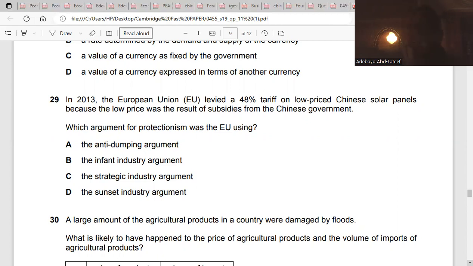Just imagine when you have to buy something, maybe they produce laptops here and you have to import laptops from Turkey. And the price of imported laptops from Turkey is quite cheaper than the domestic one produced here. So that we call dumping. So if the EU is levying a 48% importation tax on low-priced Chinese solar panels, it means they want to prevent dumping. So the answer is the anti-dumping argument. Okay. Is it clear? 29 is A.